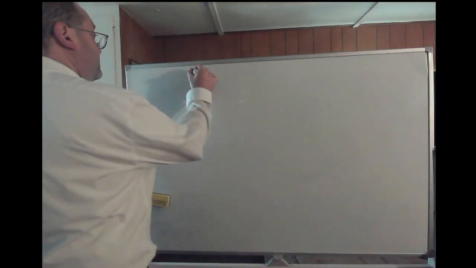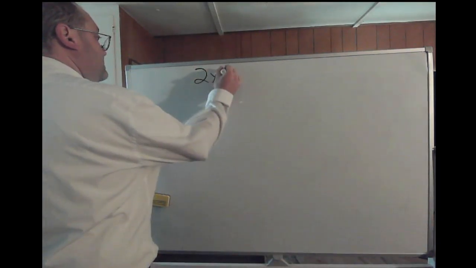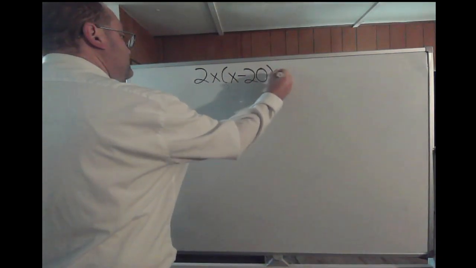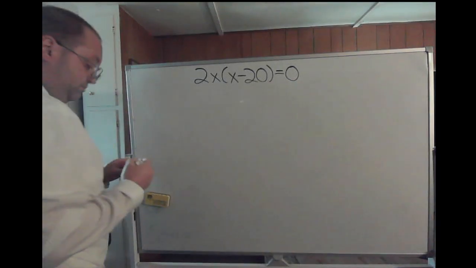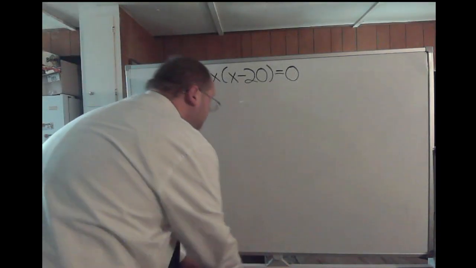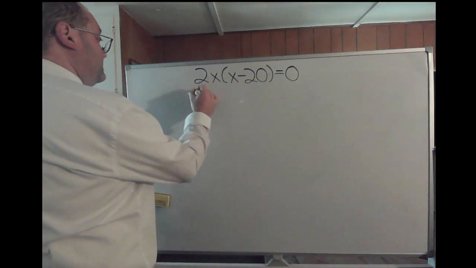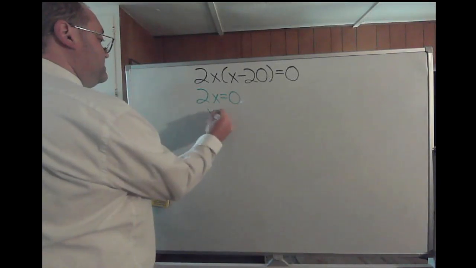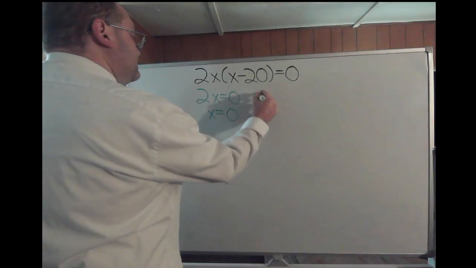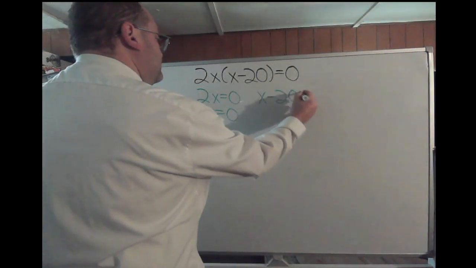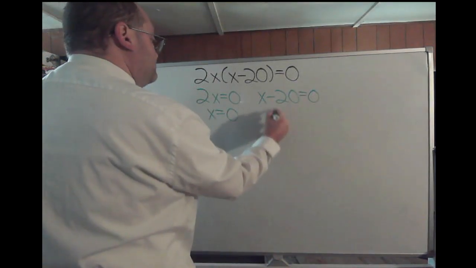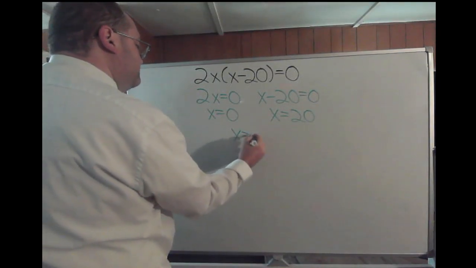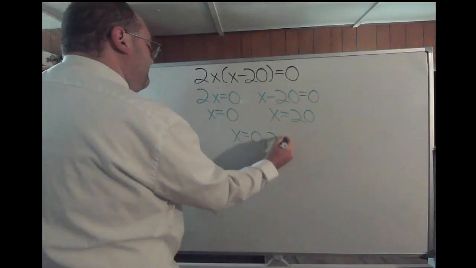Alright, let's see here. 2x times the quantity of x minus 20 is equal to 0. Well, take your 2x, set that equal to 0. Well, x would just equal 0. Then you have x minus 20, set that equal to 0. Well, x would just equal positive 20. So x is equal to 0 and 20.